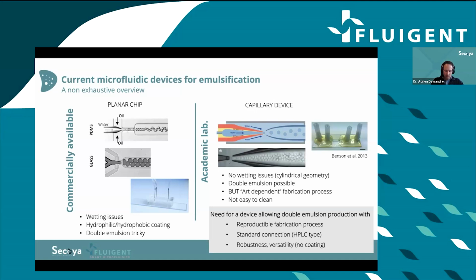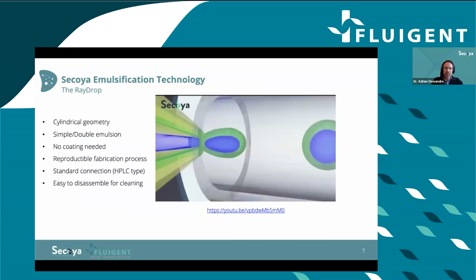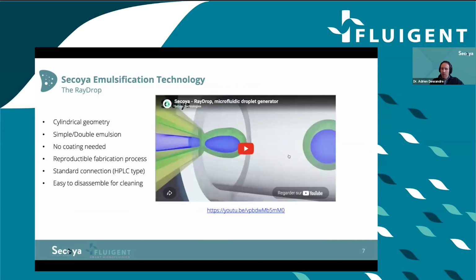So what was missing was a device able to produce double emulsions with a reproducible fabrication process, standard HPLC-type connections that you can easily fit to the system to connect the pumps and to collect the droplets, and a system being robust and versatile, with no coating, for both oil in water emulsions and water in oil emulsions. That's why we developed a robust glass capillary device called the Raydrop.